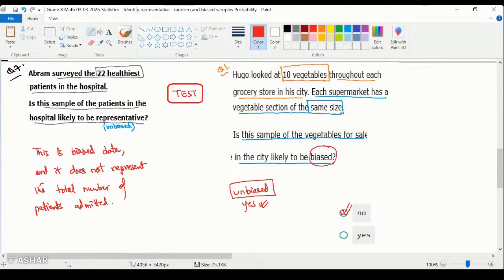and looking at and comparing only 10 vegetables. He is not doing 9 vegetables, 2 vegetables in another supermarket. He is doing similar quantities of comparison in all the supermarkets. So he is not favoring anyone. So that means, is it likely to be biased? No, this is unbiased. Agreed? This is unbiased. Do we agree on this?